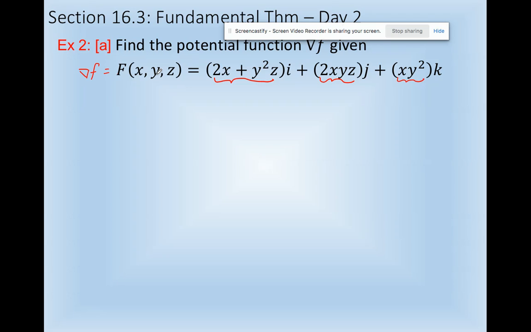So, because it's conservative, which you don't have to worry about proving now or showing, the gradient of f is equal to F. So here's copy, paste, copy, paste. This is partial f, partial x is 2x plus y squared z. Partial f, partial y.